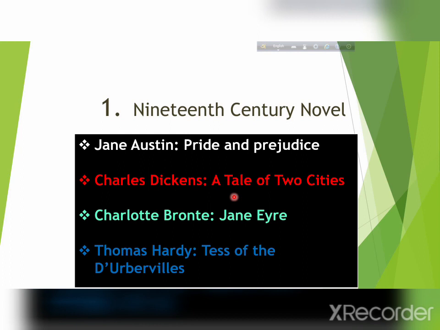The second one is A Tale of Two Cities, written by Charles Dickens. It is a historical novel set in London and Paris before and during the French Revolution. The next one is Jane Eyre, written by Charlotte Bronte.